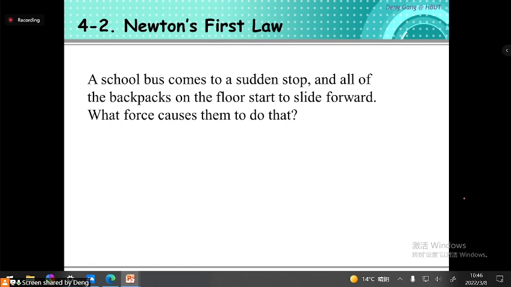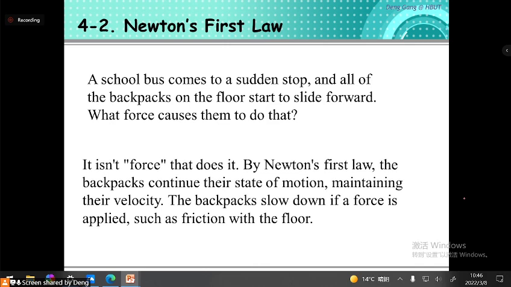Okay, so actually it isn't a force that does it. According to Newton's first law, the backpacks continue their state of motion. So the bus suddenly stopped, but you and the backpacks will keep on moving.